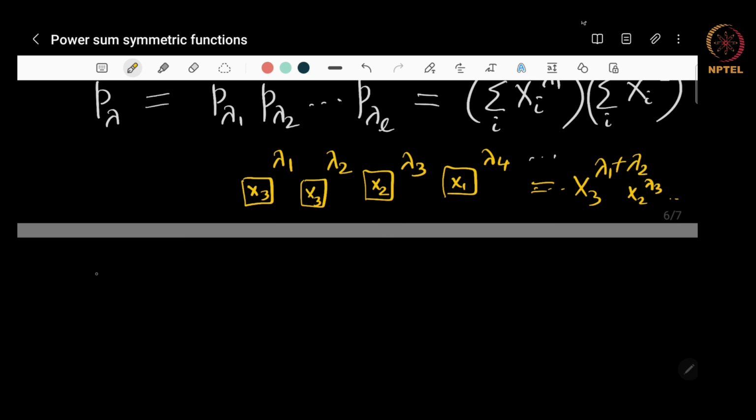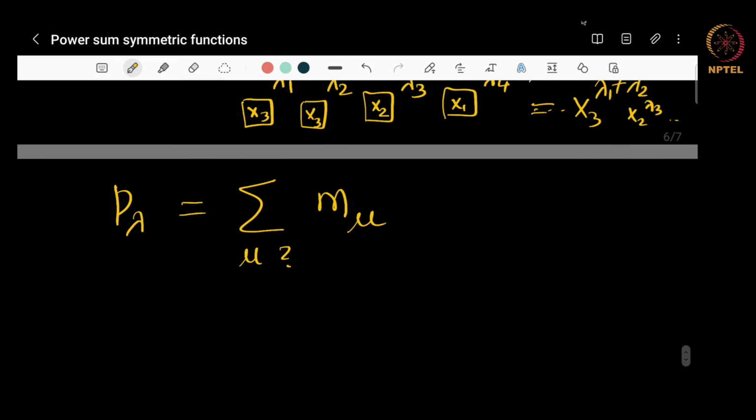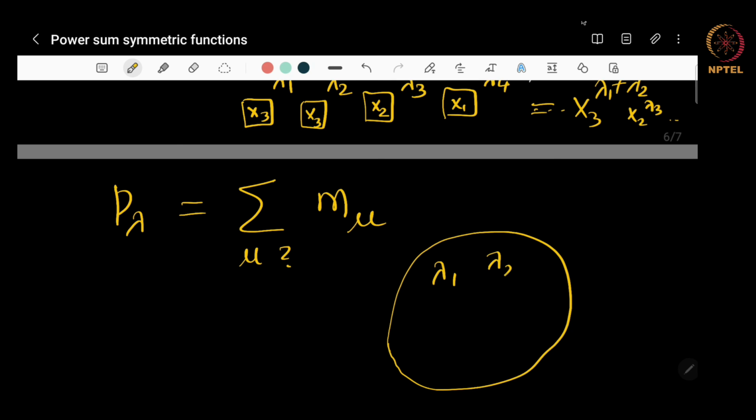What monomials can you possibly get when you expand p lambda? This will become a sum of some m mu's. My question is, which mu's do I run over? Which mu's will come when I do this expansion? The answer is the following. You write out the partition: imagine writing out the numbers lambda 1, lambda 2, lambda 3, and so on up to lambda L. I write these L non-zero parts, and then I'm allowed to club any number of them together.